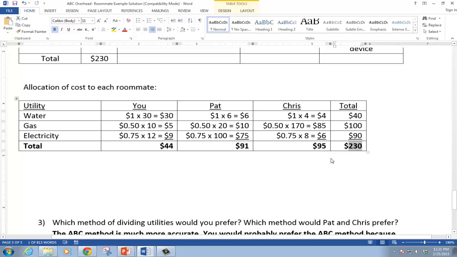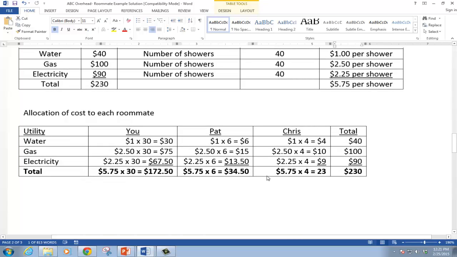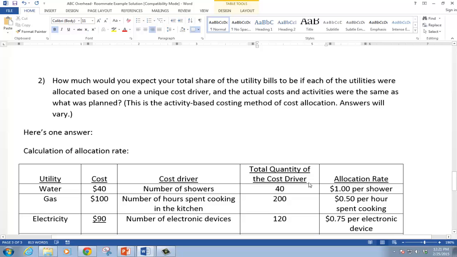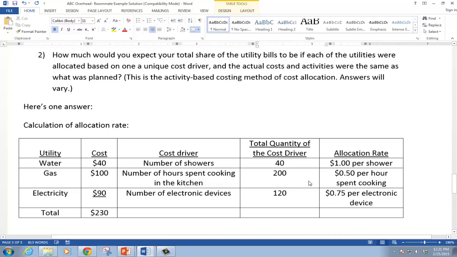Hopefully this is more fair. Now you would probably prefer this method. The fairest method is probably this method, but you can probably see that Pat and Chris would be paying more than using this simple method. So they may be opposed to this method unless they were really wanting to be fair, and hopefully they would be. Anyway, hopefully this is an example that you can understand that illustrates how activity-based costing is different from traditional costing.